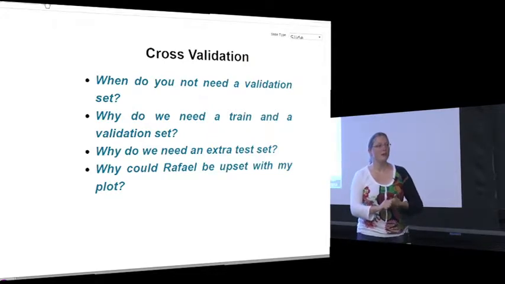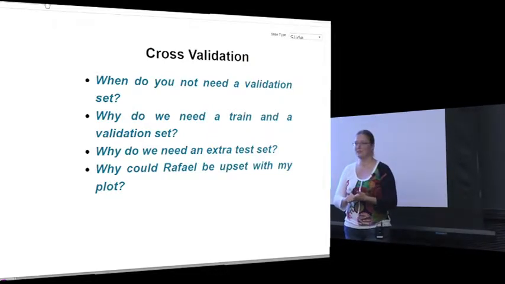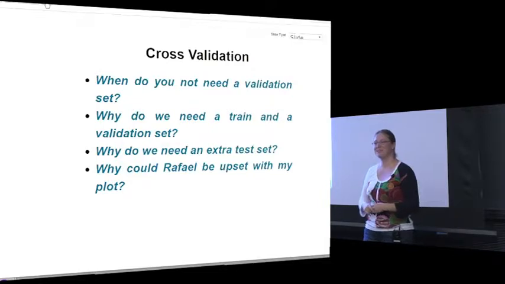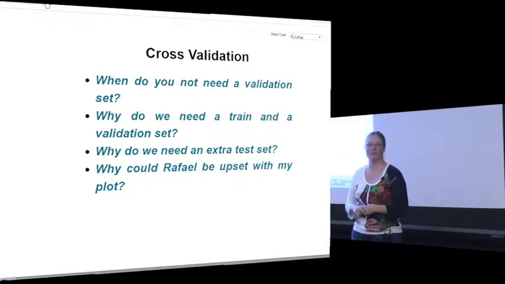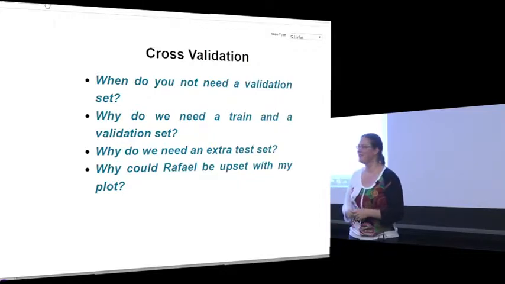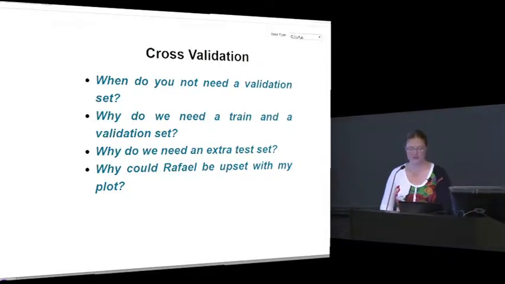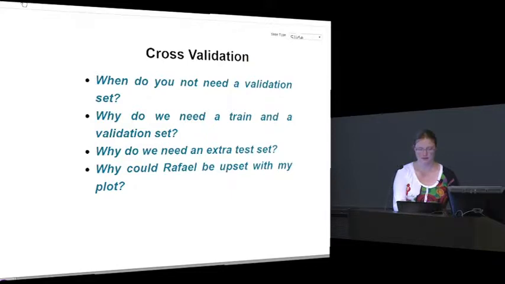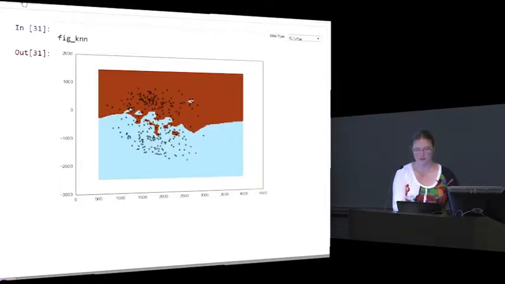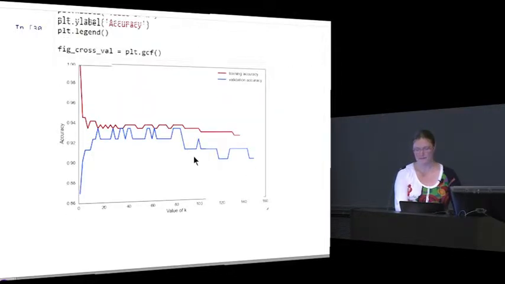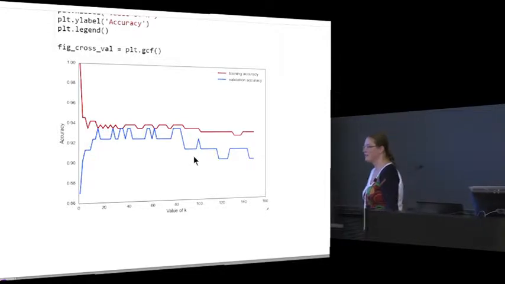So totally different question. Why would Raphael be upset with my plot so far? I'm not asking him, I'm asking you. There's a big, big difference between all the nice plots Raphael showed before and the one I just kind of screwed up. Actually, there should be 2 reasons. I mean the cross-validation plot of the training and the test performance, this guy here. There are 2 things wrong with this.